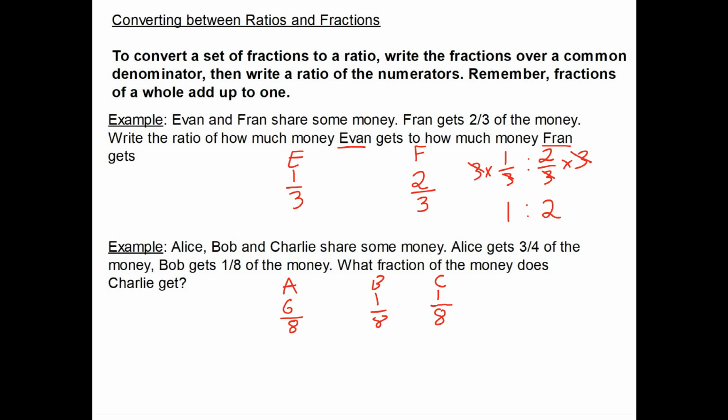So what I can say is that Bob gets 1/8 of the money. Charlie also has 1/8 of the money. And if I wanted to write the ratio of how much Alice gets to how much Bob gets to how much Charlie gets, it would just be 6 to 1 to 1.